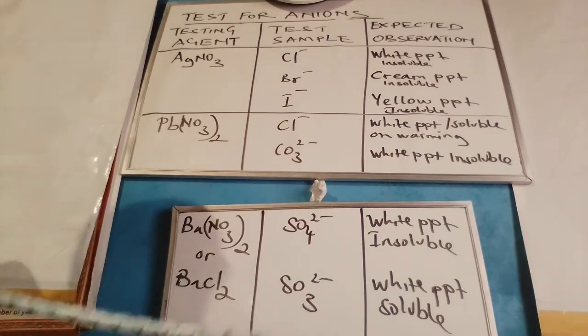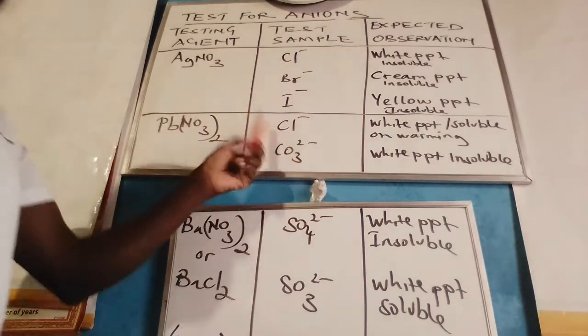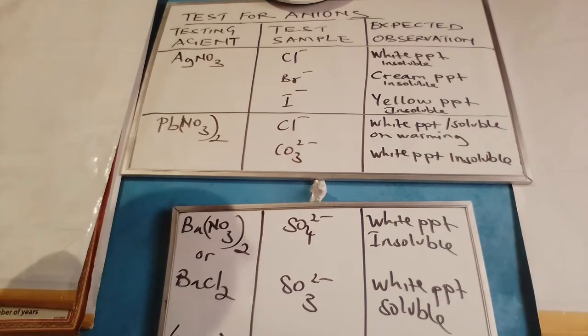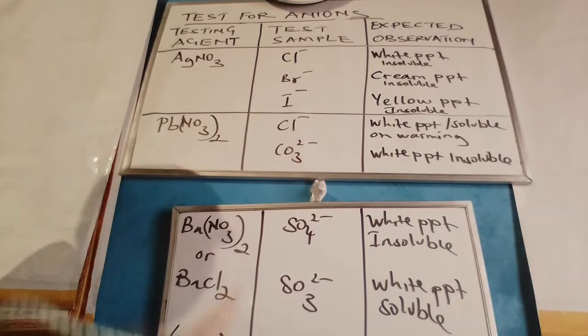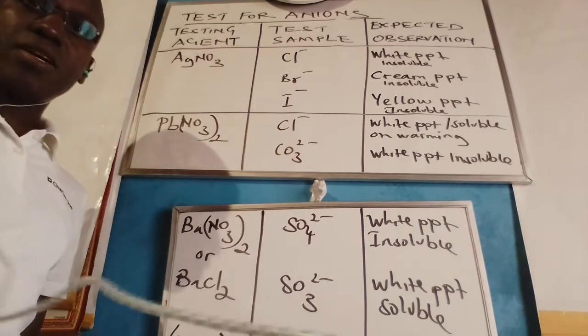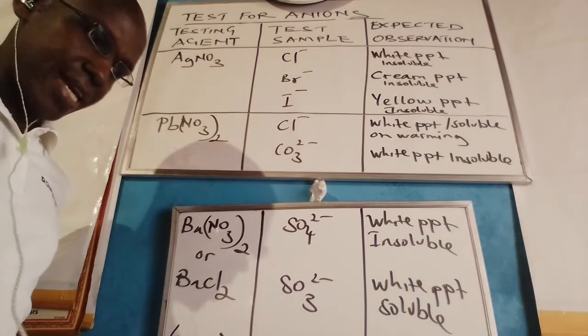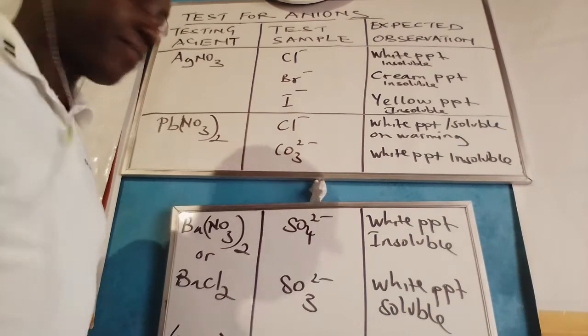Therefore, in summary, silver nitrate and lead nitrate can be used for the testing of chloride ions. When silver nitrate is used for testing chloride ions, it forms a white precipitate which is insoluble. When lead nitrate is used for the testing of chloride ions, it forms a white precipitate which is soluble on warming after adding excess of dilute nitric acid.